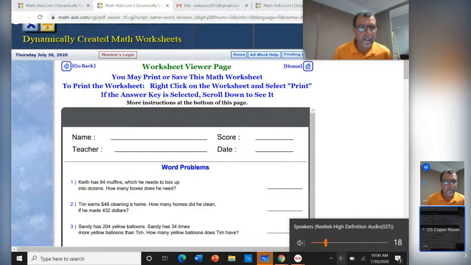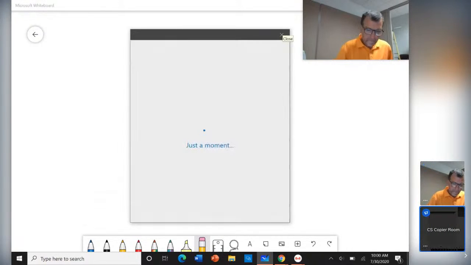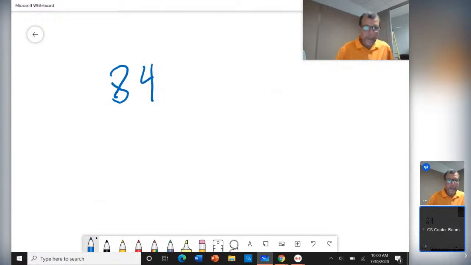It says Keith has 84 muffins, which he needs to box up into dozens. How many boxes does he need? Okay, so two things you have to think about here. Let me go to the whiteboard here and see if this works. So he's got 84, and he needs to box them up into dozens. So a dozen would be 12. There's 12 in a dozen.